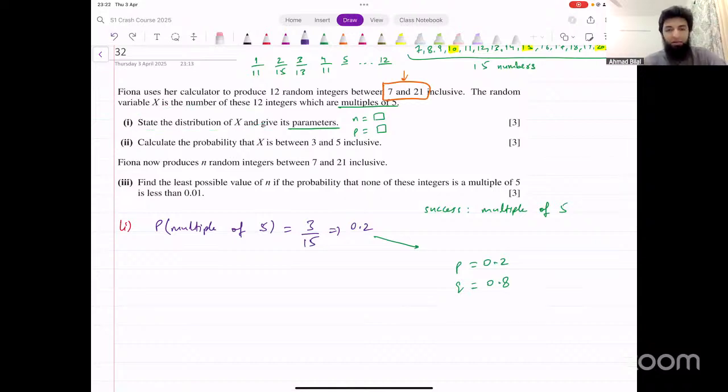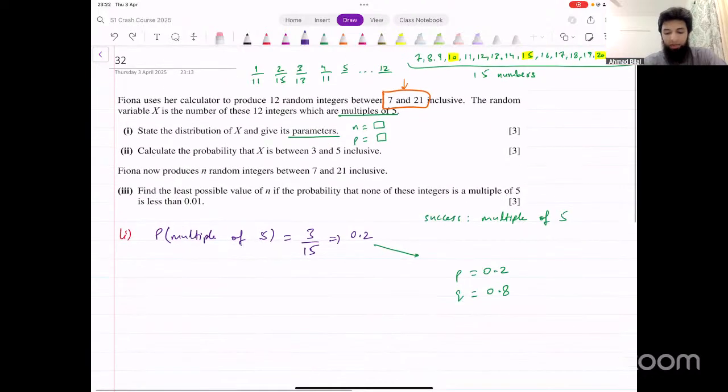Every single time that you generate an integer, what's the probability of success? What's the probability of getting a multiple of 5? The first time you generate a random integer, it is 0.2. The second time, it's again 0.2. The third time, it's again 0.2, because you can have the same number again. If you get a 10 the first time, it is possible that you generate another random integer and it again turns out to be 10.